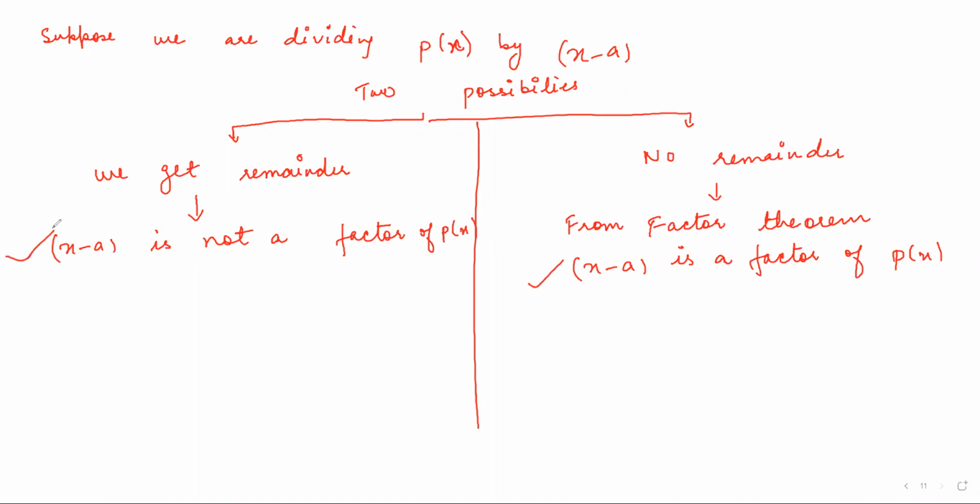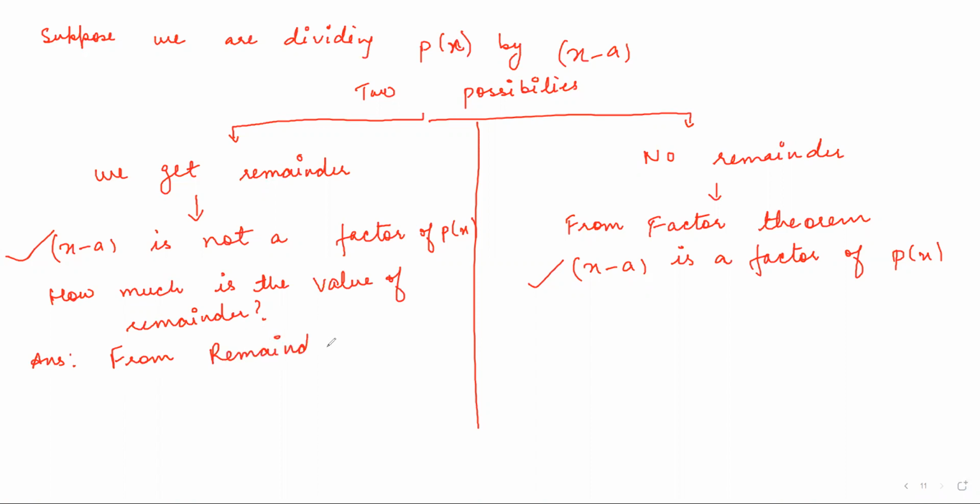But because we are getting a remainder, we can ask how much is the value of this remainder. That question I can ask. Now this can be answered from the remainder theorem. The remainder theorem says that your remainder is equal to the value of your polynomial at a. Is that understood? Yes, ma'am.